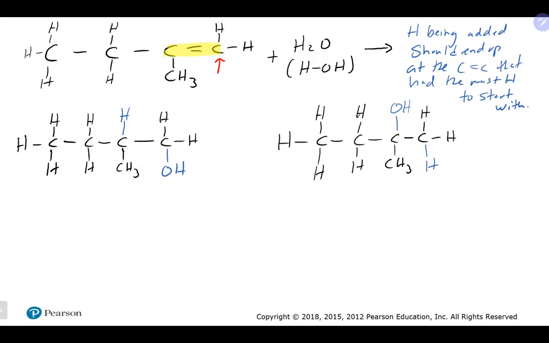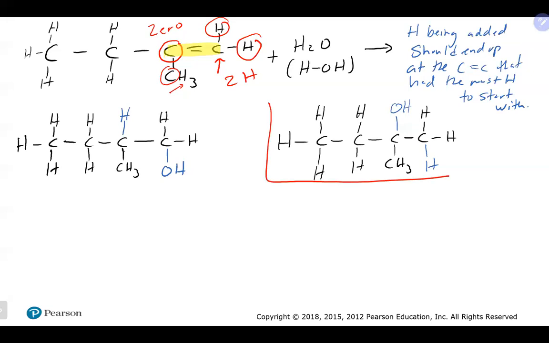This carbon has how many hydrogens directly attached to it? 1 and 2. This carbon directly attached to it has how many hydrogens? 0. There's no hydrogens attached to it. These hydrogens are attached to this carbon. So that carbon up on top has none. Which means the hydrogen should end up over here.